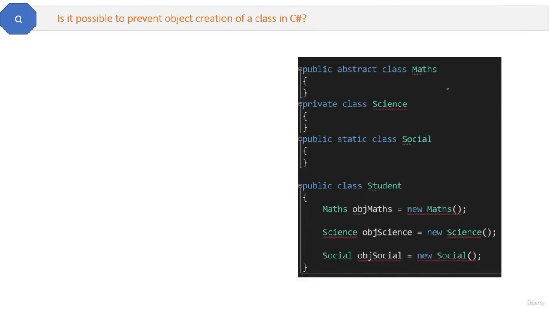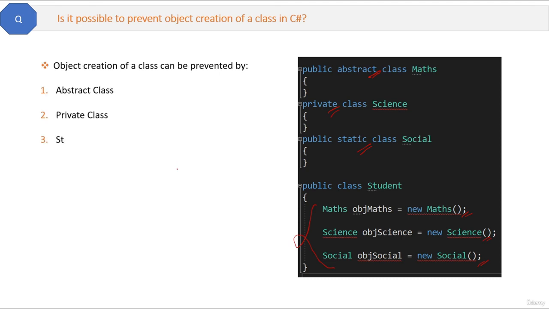So a scenario based question: is it possible to prevent object creation of a class in C#? The answer is yes, it is possible. If you see the code here, we have three classes: abstract class, private class, and static class. Now if you try to create the object of any of these classes, then the compiler will give a build error and the build will fail. So the answer is, we cannot create the objects of abstract class, private class, and static class. And what is the use of these classes then? That we will discuss in upcoming videos.